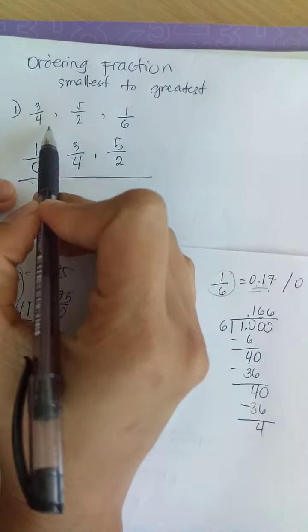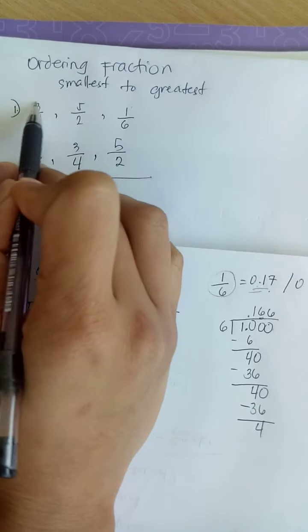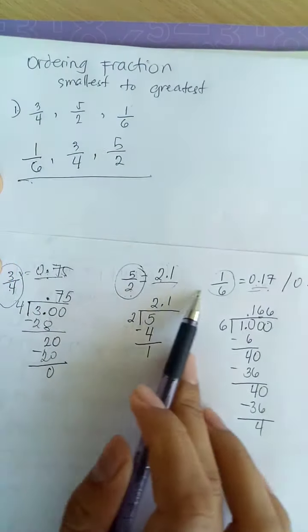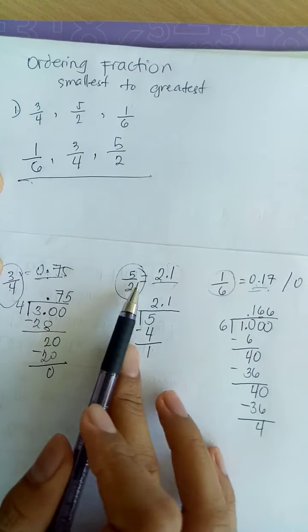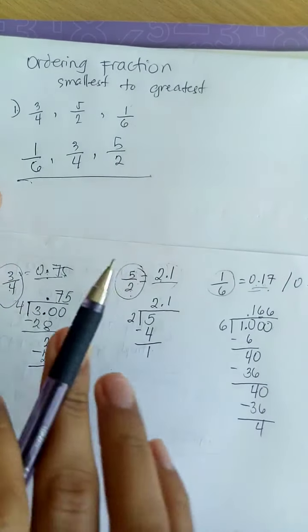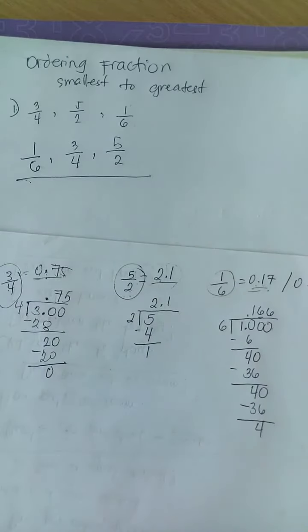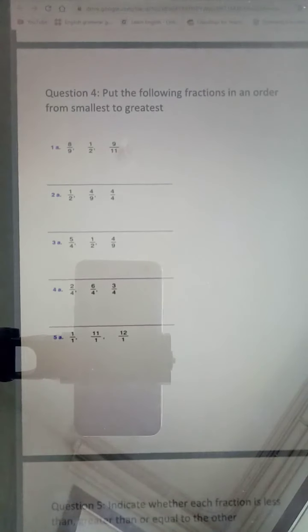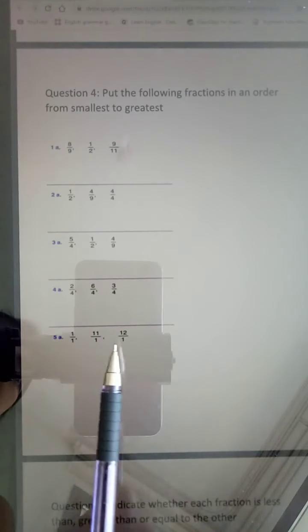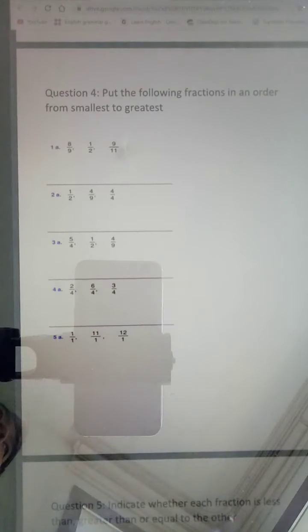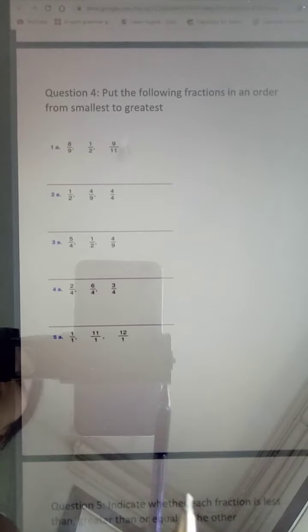Okay? So always convert the given fractions to their decimal values so that you will see which one is small and which one is big. Right, so that's how you answer this activity. Again, always convert them to decimal values so it's easier for you to compare from smallest to greatest.